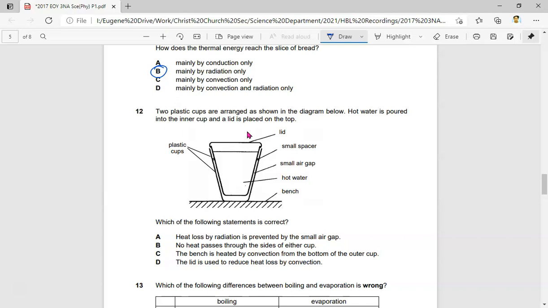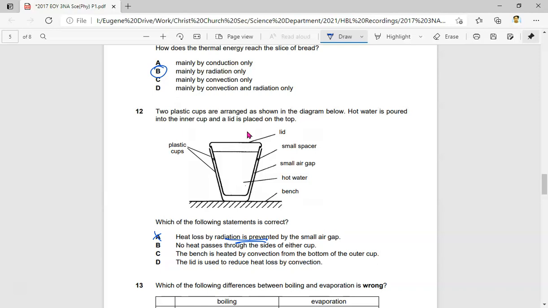So I got hot water, small air gap, small spacer, so it's not touching. There's a lid over here. Okay, which of the following statements is correct? Heat loss by radiation is prevented by a small gap. Nope. You can't prevent radiation. Radiation actually can pass through all the various mediums. So A is definitely out.